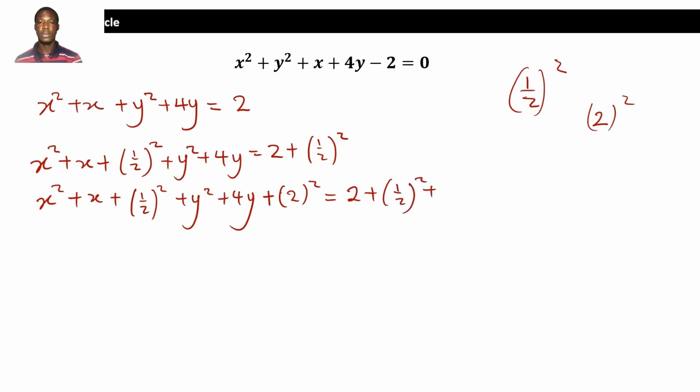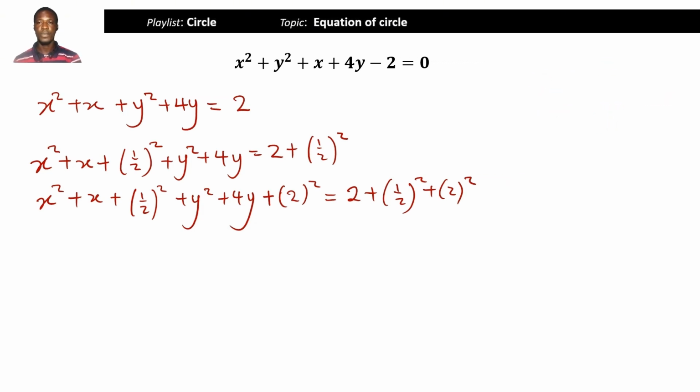Like this. And that is it. Now, let's take a look at something here, if you are not very familiar with the method of completing the squares already. Now, let's look at the first 3 terms here.